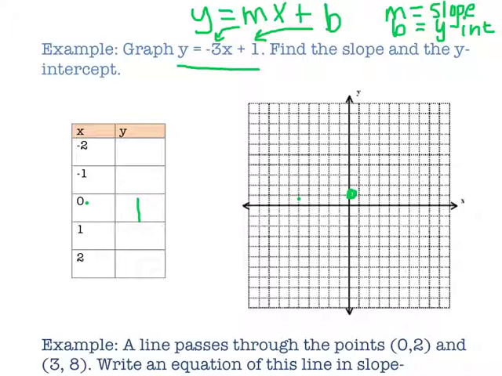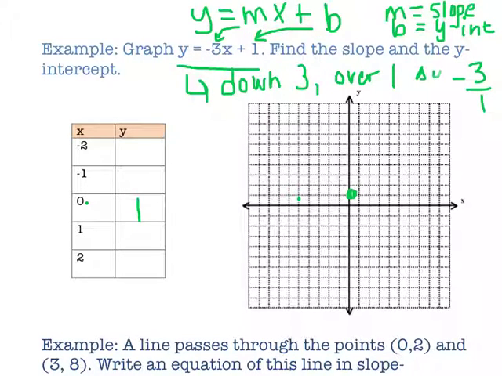Now, in the last example, we talked about a slope of 2 meant that every time my line went up 2, it went over 1. So a slope of -3 means that every time my line moves down 3, it moves over 1, or -3 over 1. Change in y over change in x.